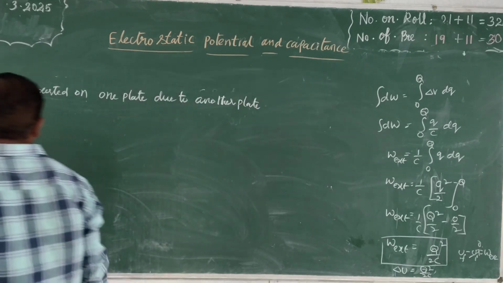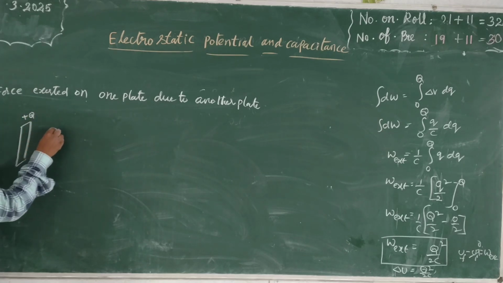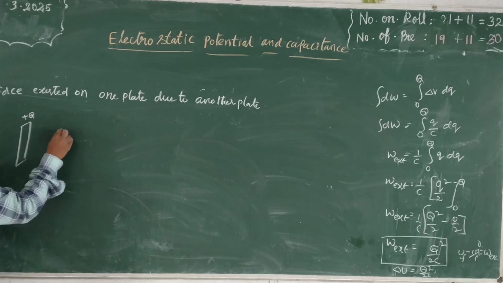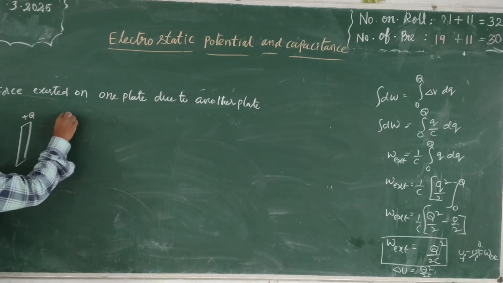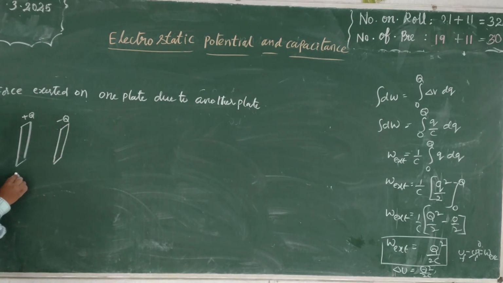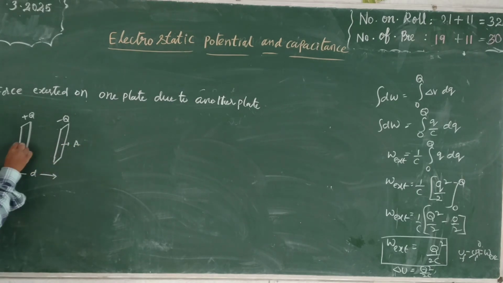Another plate, see here, this is the first plate. It has a plus Q charge. One more plate here, it is the second plate, its charge is minus Q. The distance between them is small d, and the area is A.